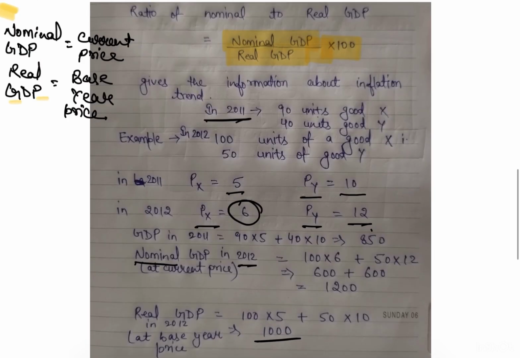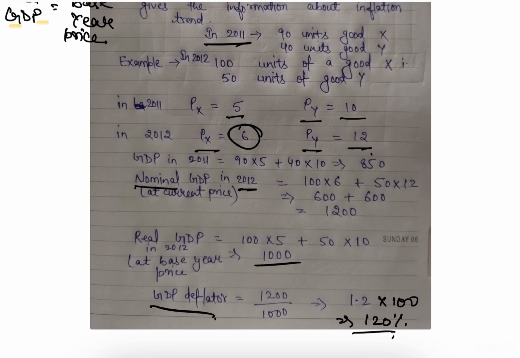So we will see it again: a firm produced 90 units of good X and 40 units of good Y in 2011, and in 2012 it produced 100 units of good X and 50 units of good Y. In 2011 the price of good X was 5, which increased to 6 rupees in 2012, and the price of good Y in 2011 was 10 and it increased to 12. And now we calculated GDP in 2011, that was price of good X multiplied by units of good X in 2011 and price of good Y multiplied by its units, and it comes out to 850.